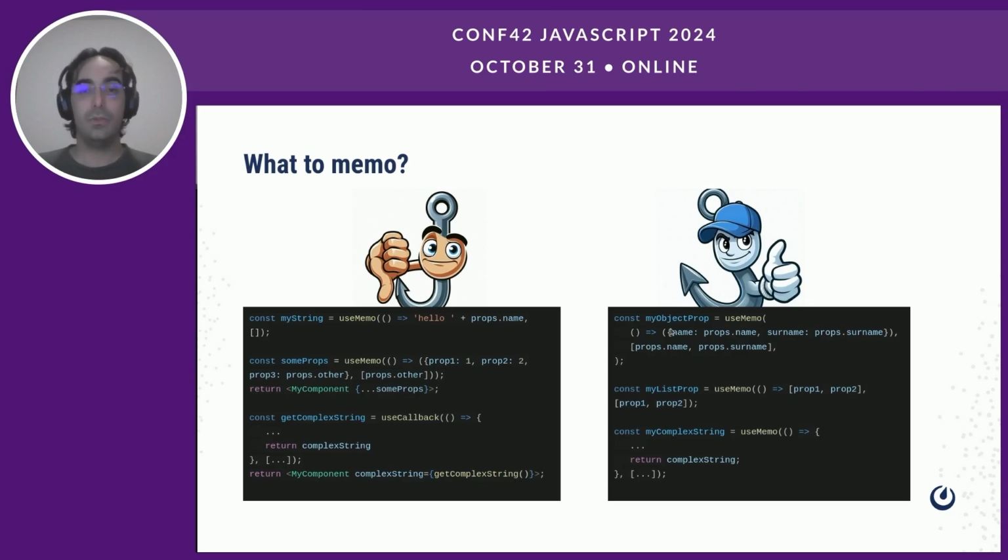On the other hand, if you need a prop that is going to be an object, use useMemo. Or a list that is going to be a prop, use useMemo. Or another thing, you say, okay, it's a string, but calculating this string requires some complex calculation. Then instead of calling the function every time, use useMemo.